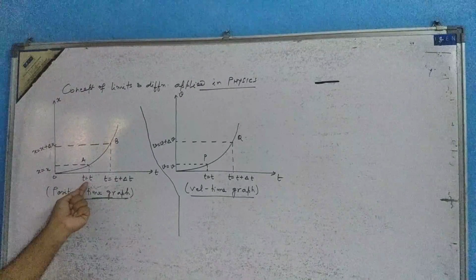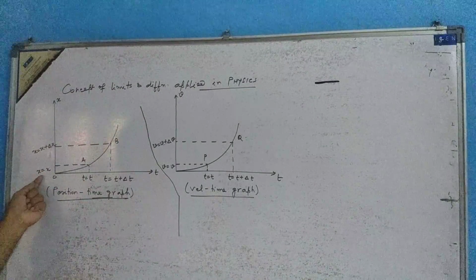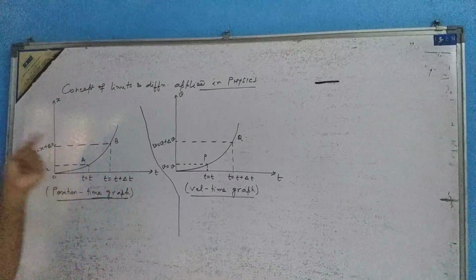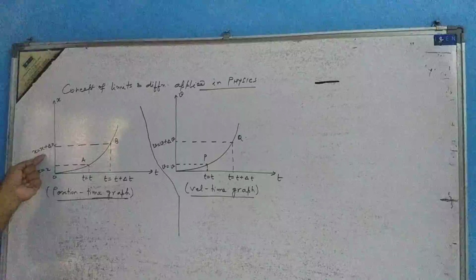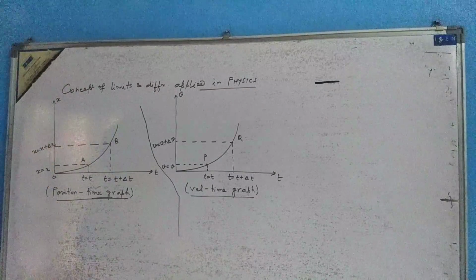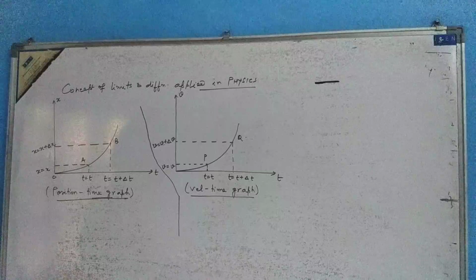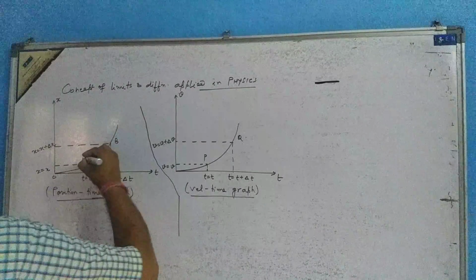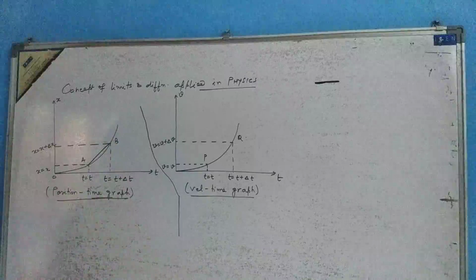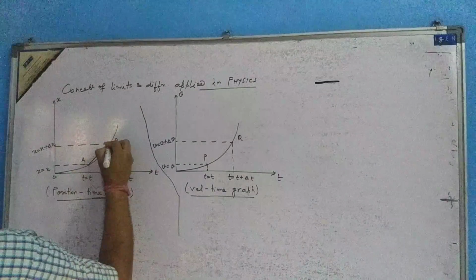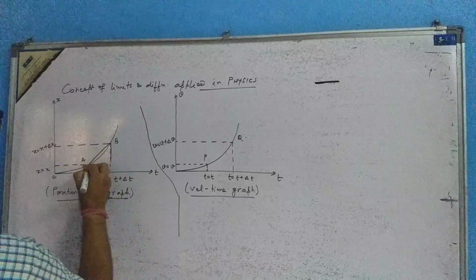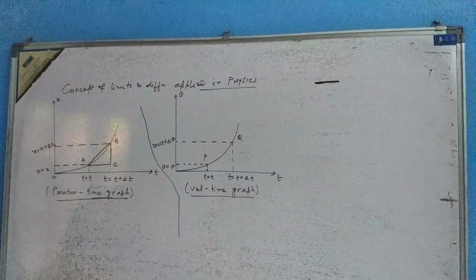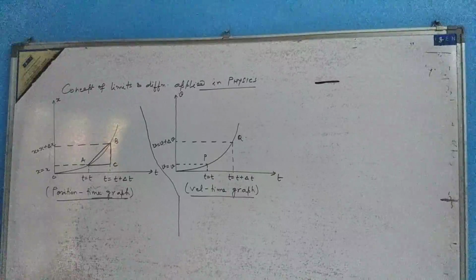At the instant of time t is equal to t, its position is x is equal to x. At the instant of time t is equal to t plus delta t, its position will be x plus delta x. Very clear. Now this point is A, this point is B. If I join AB, I drop a perpendicular from B and a perpendicular from A, which meet at the point C, as shown.